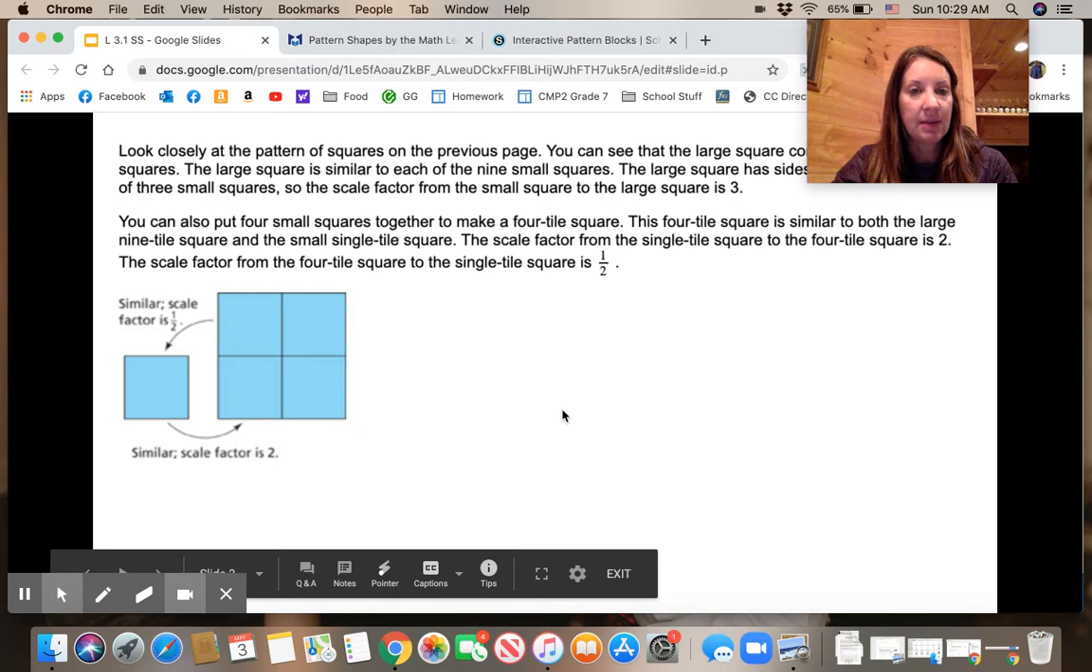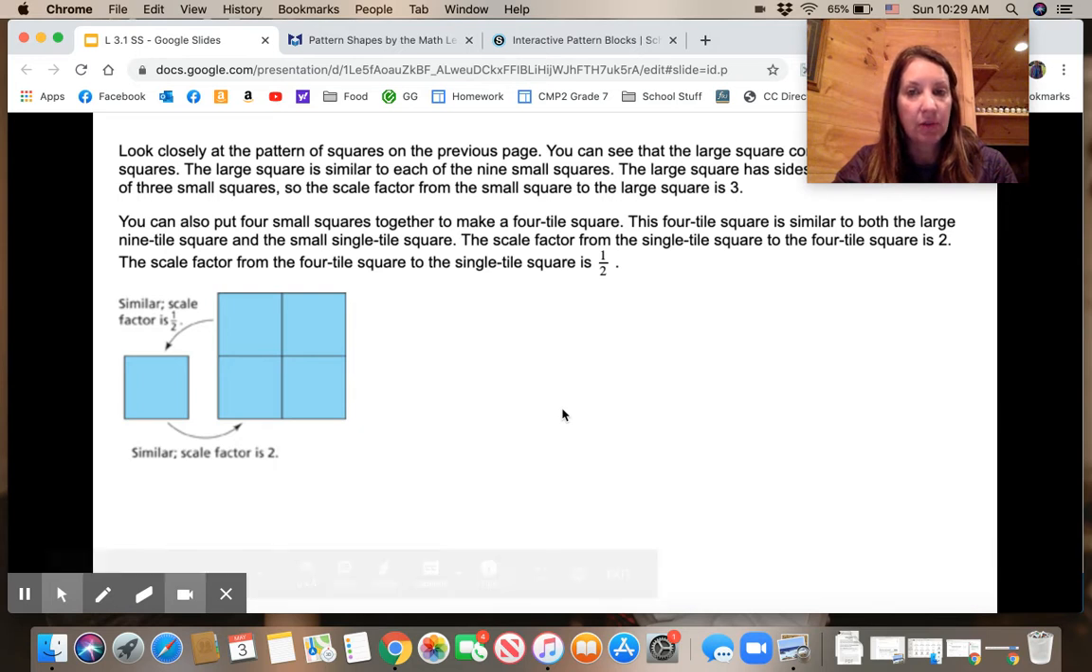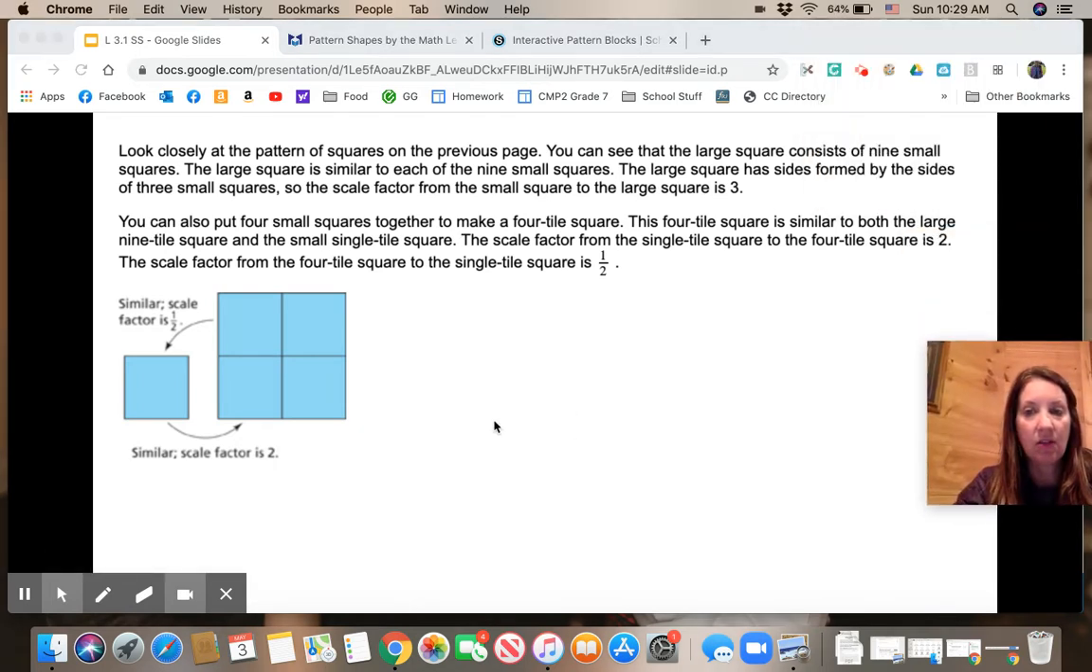Looking closely at the pattern of the squares on the previous page, you can see that the large square consists of 9 small squares. The large square is similar to each of the 9 small squares. The large square has sides formed by the sides of 3 small squares, so the scale factor from small square to large square is 3.